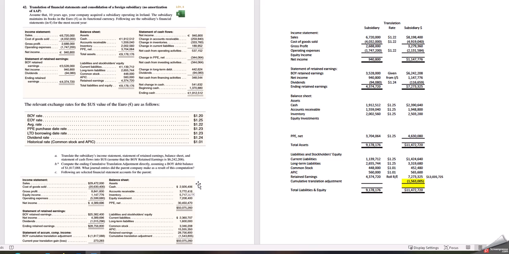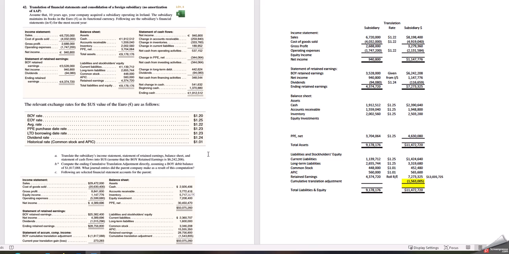The beginning balance is given to us in the problem. And then our dividends has its own rate. So we go back to their statement of retained earnings, multiply that by the translation rate, and that gives us our dividends. And then notice that the ending retained earnings balance rolls down into our balance sheet, just like we learned in financial accounting. Then our balance sheet, all of our assets and our liabilities, those are translated in at the end of the year rate.